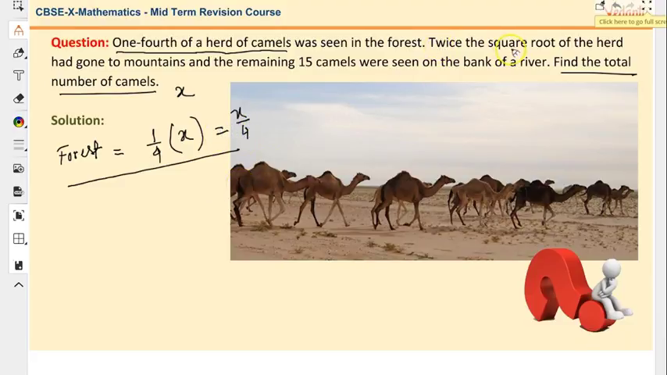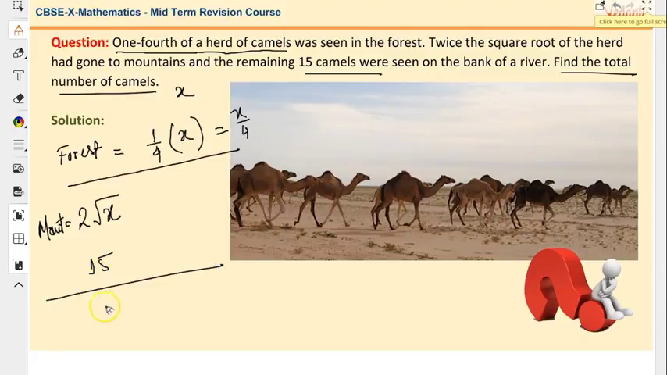Next, twice the square root of the herd, that means of x, has gone to the mountain. So how many in the mountain? I have 2 root x written. And how many are left? 15 of them were left. So if I add them, the total should be x. This is the equation: x is equal to x by 4 plus 2 square root of x plus 15. Right? So now you got this.